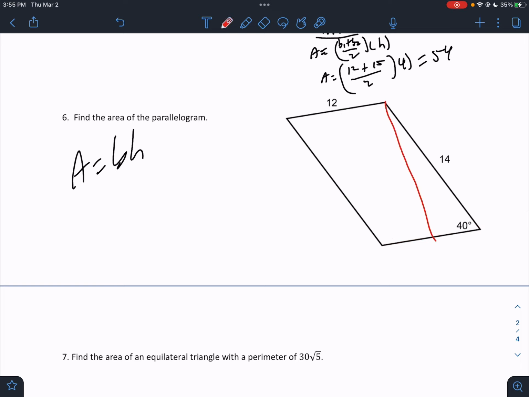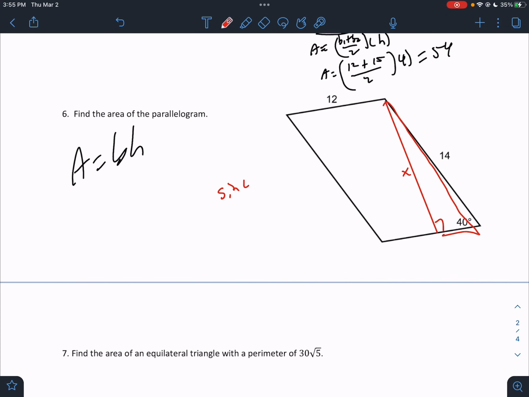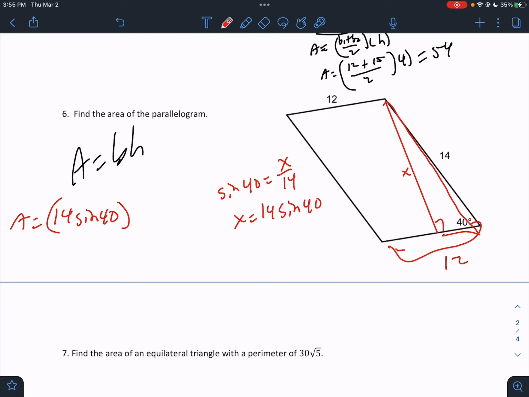So if I drop this down, this is the right triangle I'm working on. I need to know this number. I'll call it x. So that would be the sine of 40 equals x over 14. So x equals 14 sine 40. And the base in this case would be 12. So the area equals 14 sine 40 times the base of 12. Well, that would be 168 sine 40. You could type that in, but it'd be 168 sine 40.